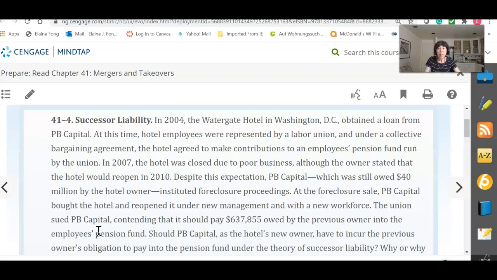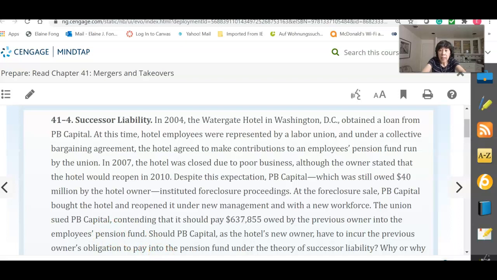Despite this expectation, PB Capital, which was still owed $40 million by the hotel owner, instituted foreclosure proceedings. At the foreclosure sale, PB Capital bought the hotel and reopened it under new management and with a new workforce. The union sued PB Capital, contending that it should pay the $637,855 owed by the previous owner into the employee's pension fund. Should PB Capital, as the hotel's new owner, have to incur the previous owner's obligation to pay into the pension fund under the theory of successor liability?